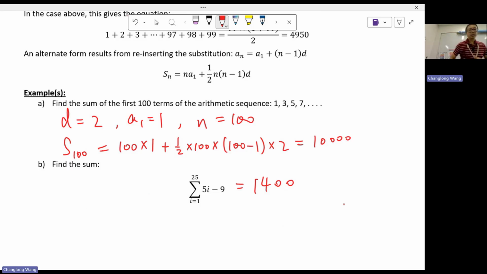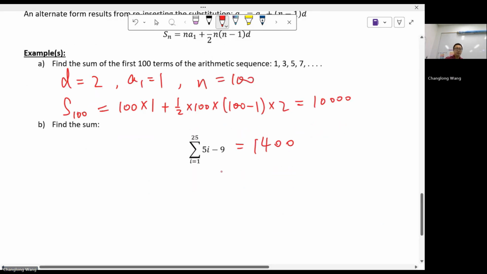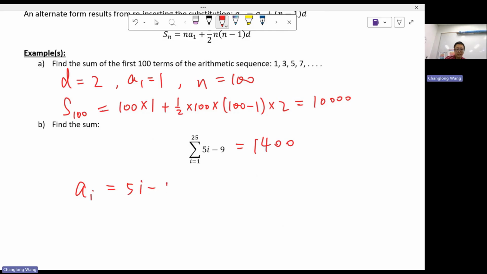Now, the correct way, or algebraically, how would you work it out if it's an FRQ? So hopefully you realize that it's arithmetic with a generic term in the form of 5n minus 9.